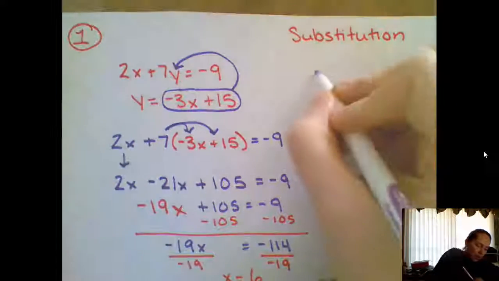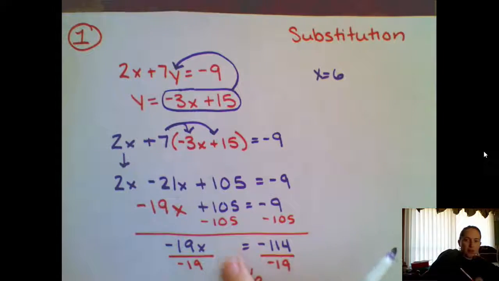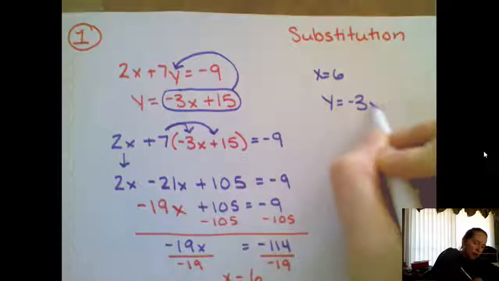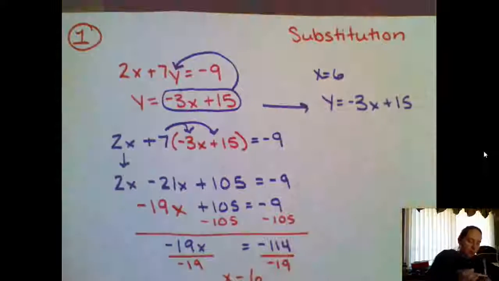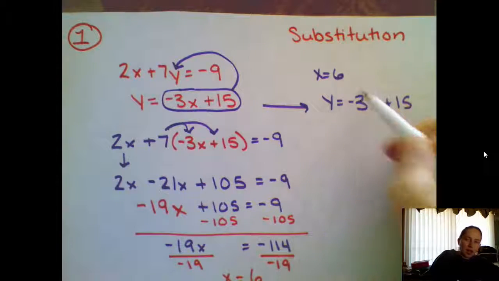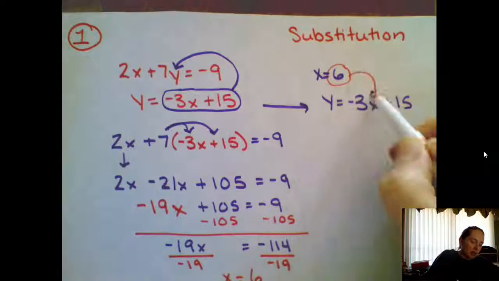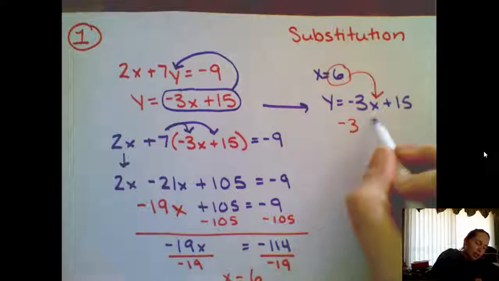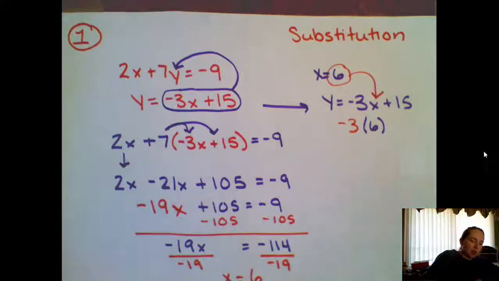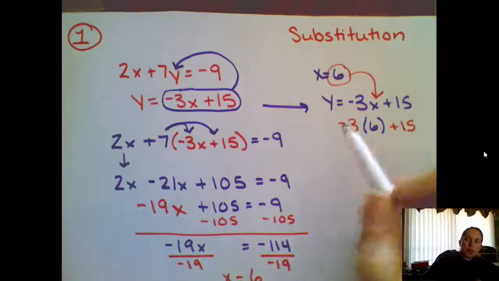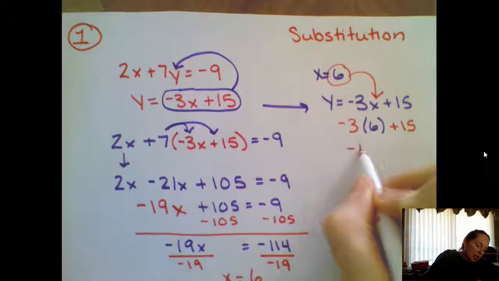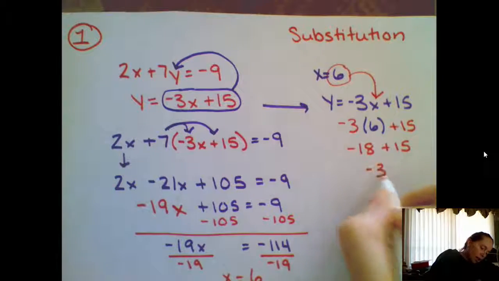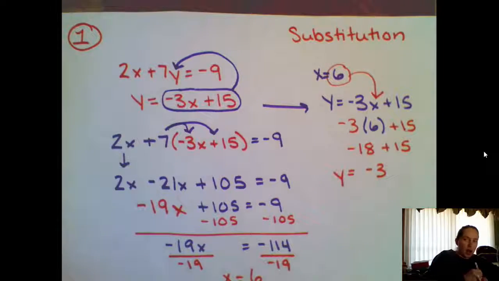So now we know that x equals 6 because we just found it down here. We know that the equation for y is y equals negative 3x plus 15. And since we know x is 6, we can replace the x and plug in 6 instead. So negative 3 times the 6 we just found plus 15. Negative 3 times 6 is negative 18. Negative 18 plus 15 is negative 3. So y is negative 3.